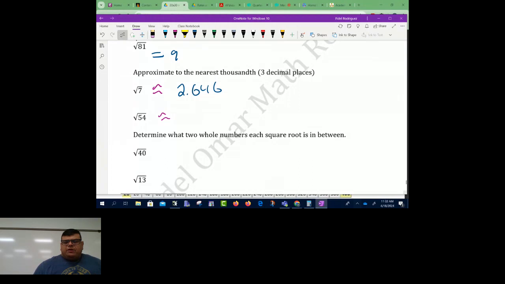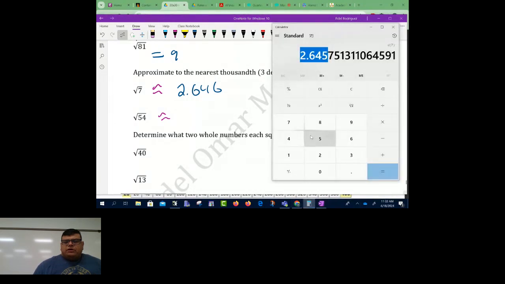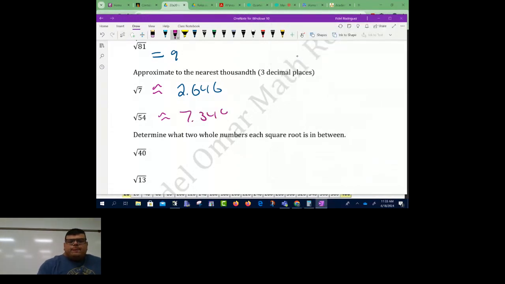54, I'm going to do the same thing here, y'all. So I'm going to take my calculator, 54. I'm going to hit the little square root button. I'm still going at 3 decimal places. Y'all, 348, I'm going to leave it as an 8 because that guy is a 4, right? So 7.348. Okay.